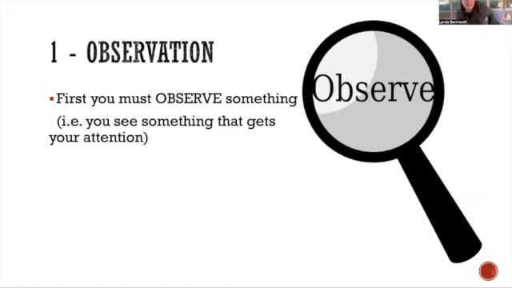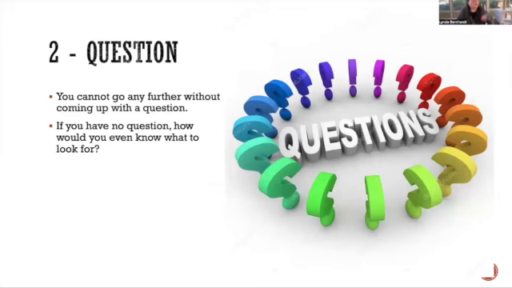Anyway, scientific method, the lab. We have 7 steps, so I'm going to walk you through all of them. The first step is observation. First, you have to observe something. If you don't observe something, what's the point? The second one will be the question. So you make an observation and then you have a question.